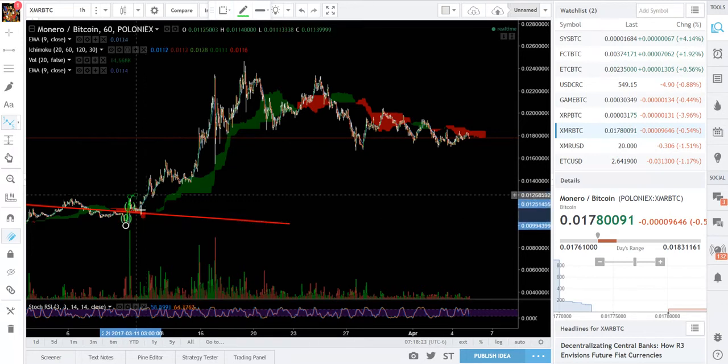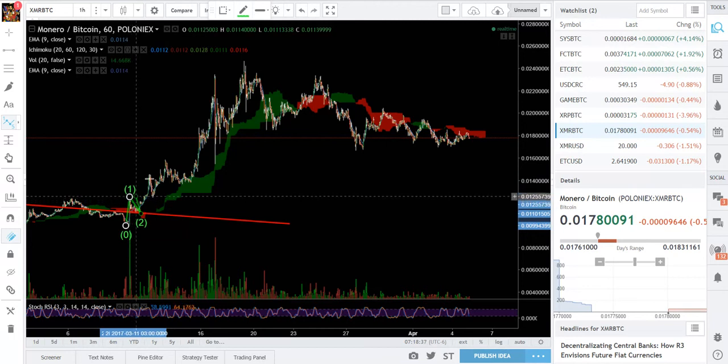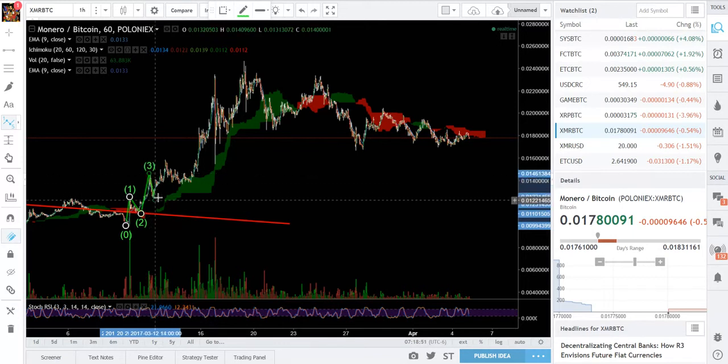Okay, so we know rule number 1, that 2 should not retrace 100% of 1. We also know that 3 can't be the shortest. So 3 is usually a little bit longer or equal length to 1. So we understand that the third leg should be at least the length of 1, and it can't be the smallest. And then we understand that when we get this retracement of wave 4 here, it should not infiltrate the price zone of wave 1.